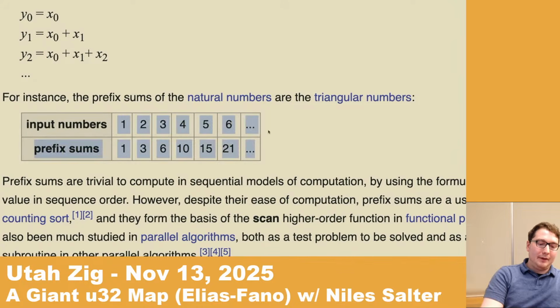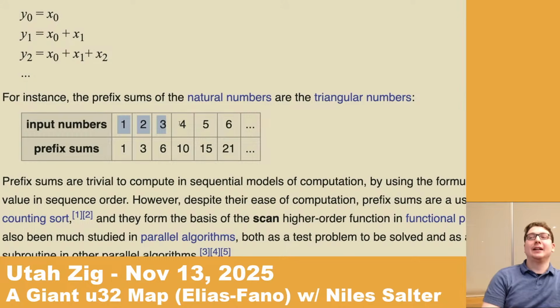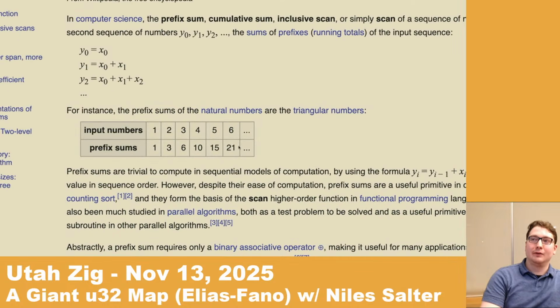So if these are our input, the idea is that each element I in the result array is equal to the elements up to that position in the input. There's also a notion of an inclusive versus an exclusive prefix sum. This is an inclusive prefix sum, and the one I'm showing you will be as well. So does everyone understand what that is before I show how we're doing it?